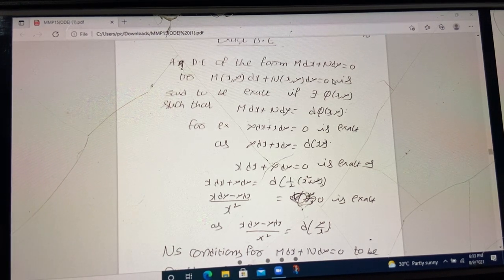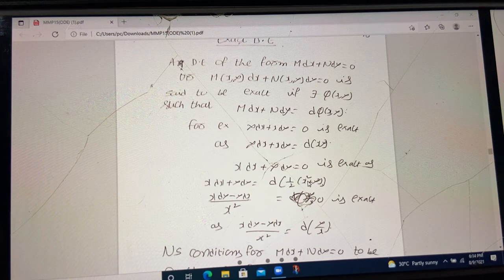So M dx plus N dy equal to 0 is said to be exact if there exists a phi of x comma y such that M dx plus N dy is d phi. If you are able to write M dx plus N dy in the form d of some function phi, then such a differential equation M dx plus N dy equal to 0 is said to be exact. For example, y dx plus x dy. Why is it exact? Because we are able to write y dx plus x dy as d of xy, by the uv formula. Therefore, we are able to say that this is exact.